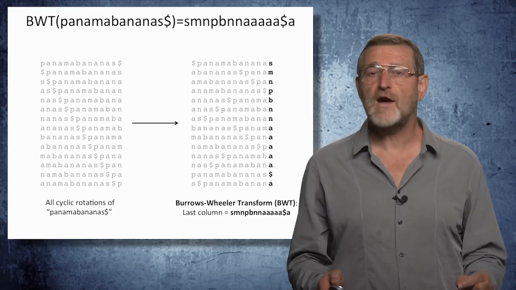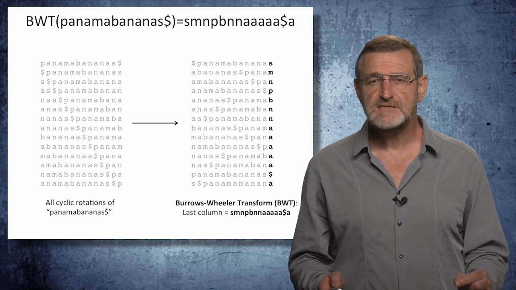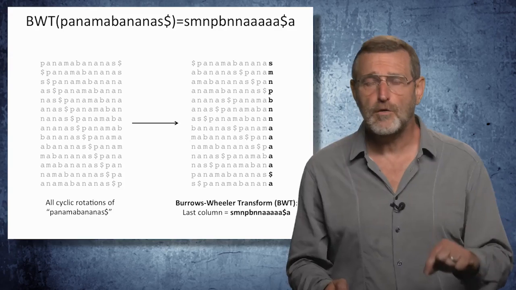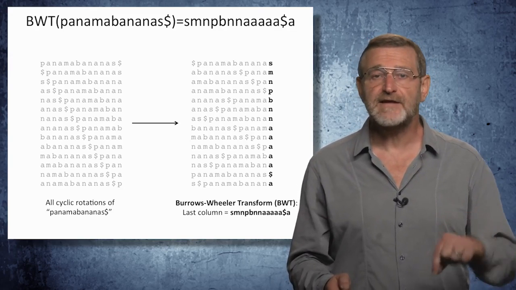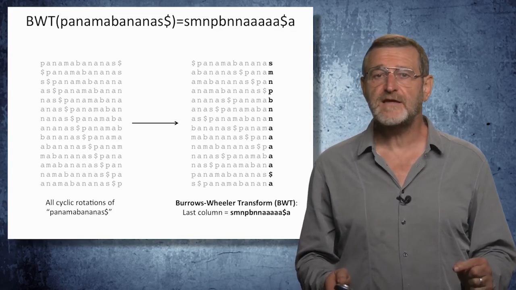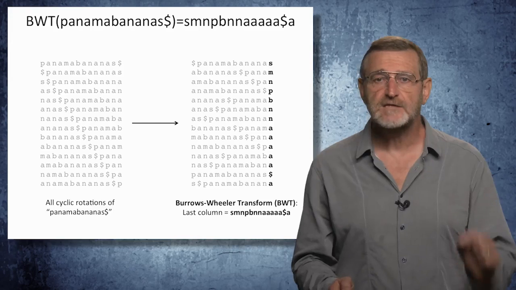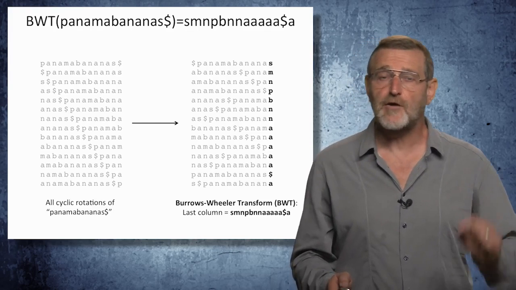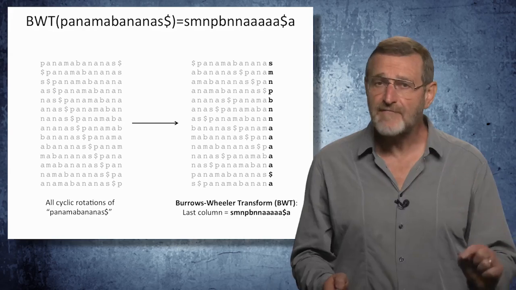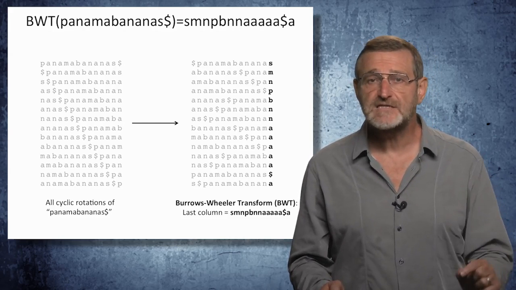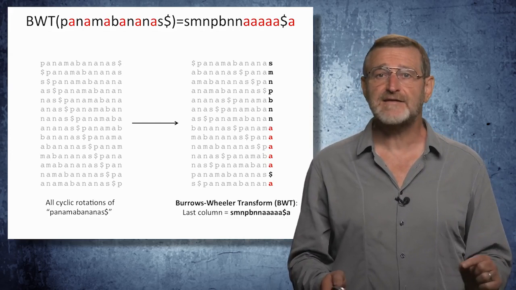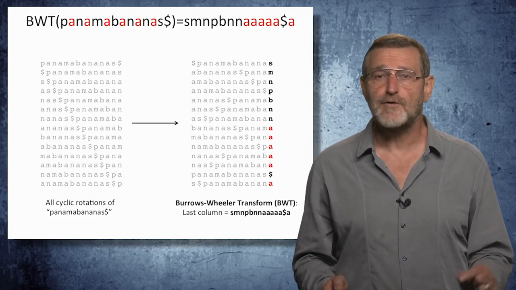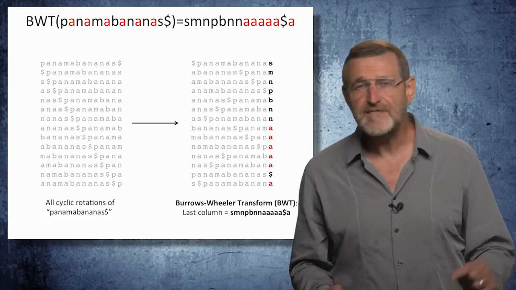You may be wondering why we are doing this, but look at this strange thing. If we look at the last column of the resulting array, which is called the Burrows-Wheeler Transform of the text, you will notice that our original string Panama bananas didn't have many runs, but the Burrows-Wheeler Transform of this string actually has many runs. For example, here's a run of 5 A's in the Burrows-Wheeler Transform of our original text. How have we achieved it?